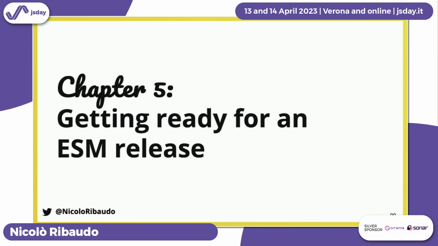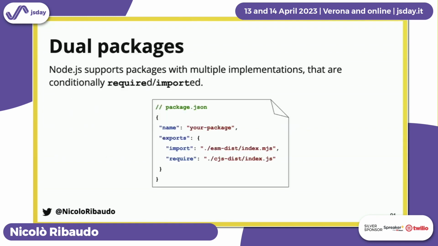There are different approaches that library maintainers are taking to migrate their libraries to ESM, and the most popular one is to release them as dual packages. A few years ago, Node.js released support for the exports field in package.json, where you can basically say, hey Node, if my library is being imported using require, then use this CommonJS implementation. If it's being imported using import, then use this other implementation.